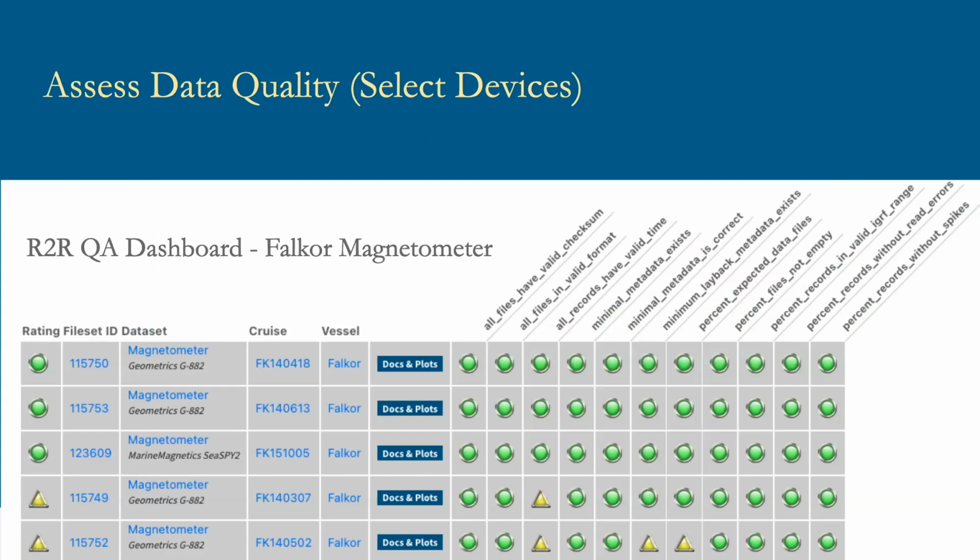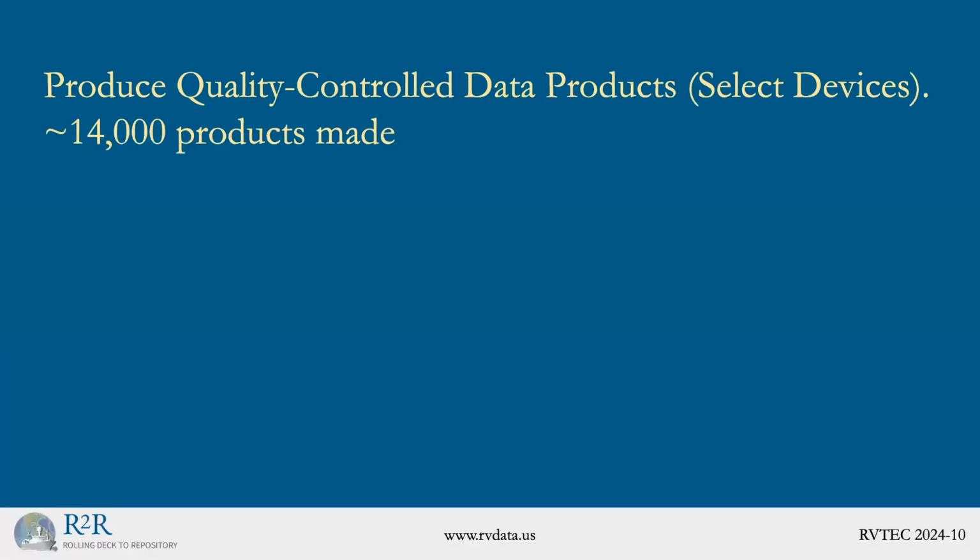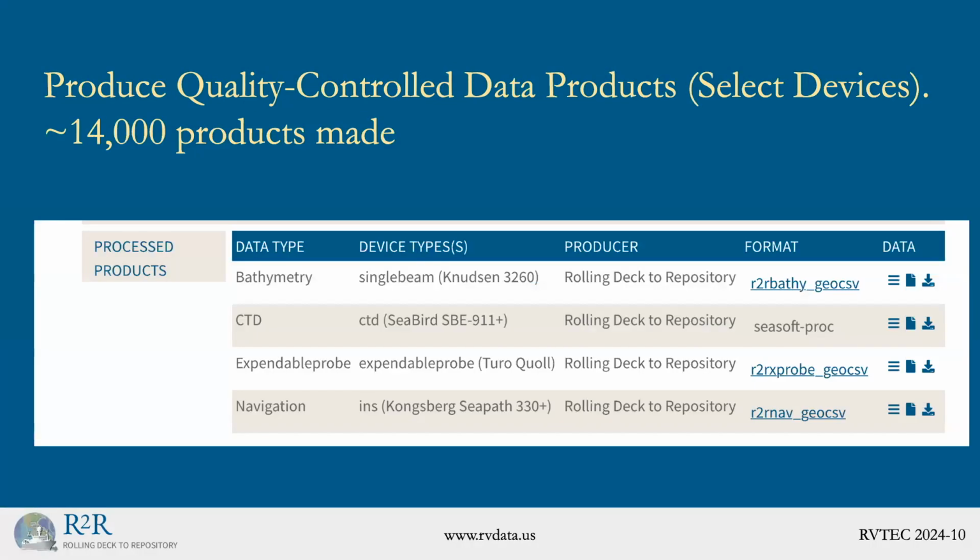This is a QA dashboard. It's accessible from the left-hand side menu of the rvdata.us website. What you can do is you can pick a vessel, you can pick an instrument, and then you can get a quick view of the quality results from that device. Sometimes that helps highlight if you see a whole column of yellow or red lamps that might indicate a persistent issue. As I mentioned, we produce quality control data products, again, for a select subset of the data, mostly navigation, XBT, CTD, and the TrackLine geophysics suite.